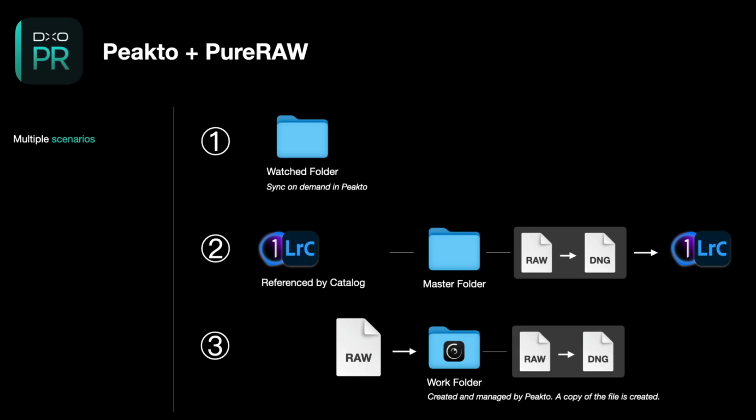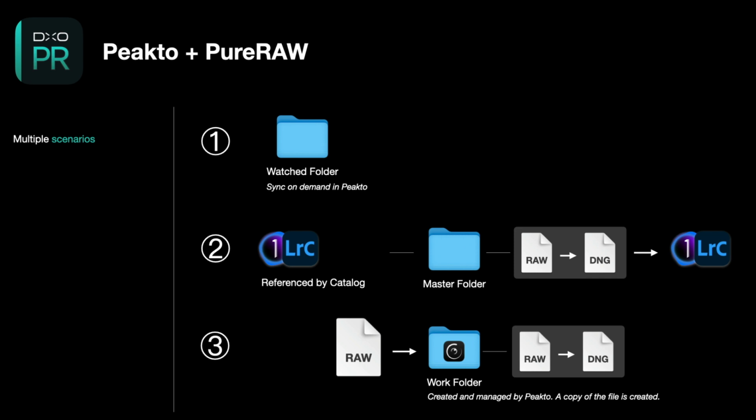In order to understand the integration of PureRAW with Peakto, let's look at a diagram. So there are really multiple scenarios, and PureRAW is a converter that will take as an input a raw file and will output a DNG raw file that has been optimized, where noise has been reduced and some very clever processing has been applied. So the scenarios are the following.